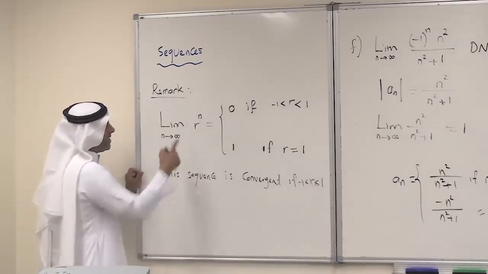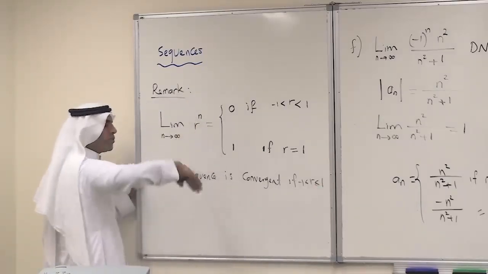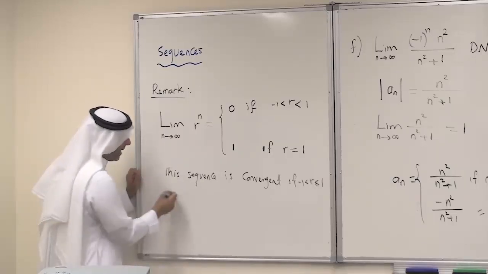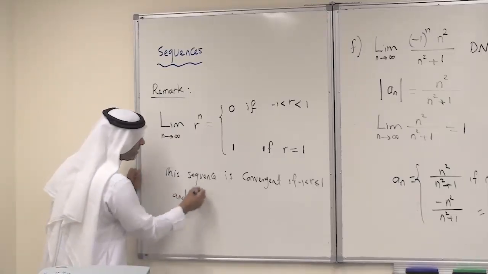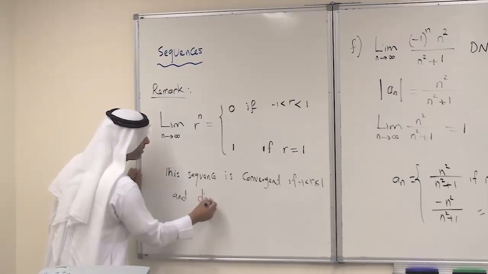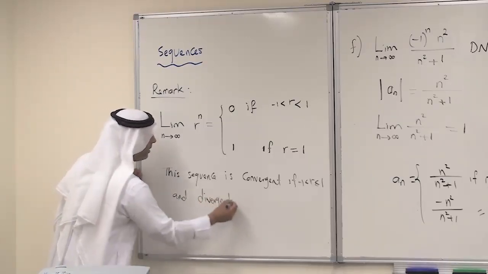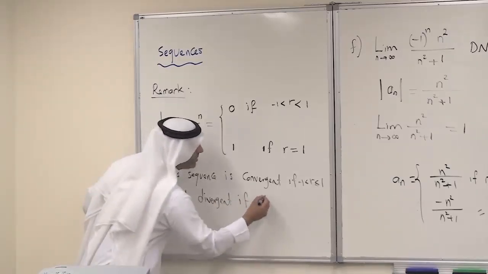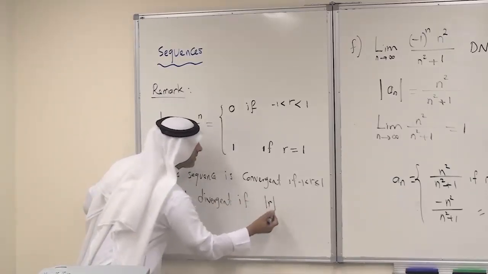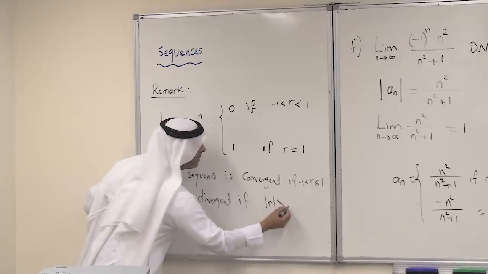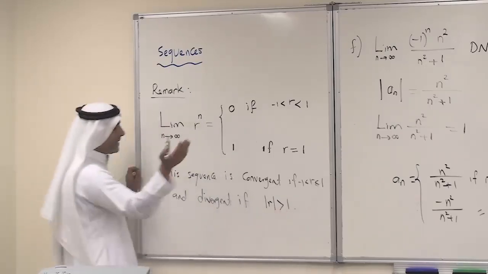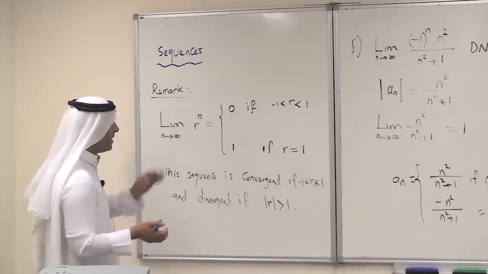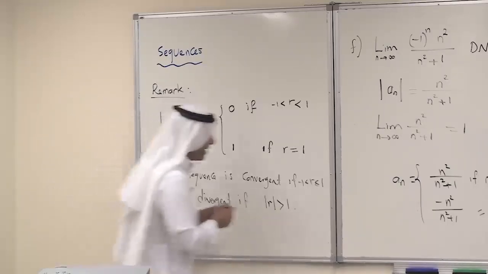If r is equal to minus 1, we have minus 1 to the n. That is the oscillating sequence we have. So it is convergent if r is between minus 1 and 1, and divergent if we have absolute value of r, let us say, greater than 1. It is divergent for r greater than 1 and less than minus 1.